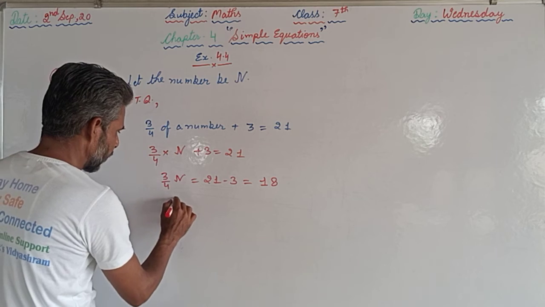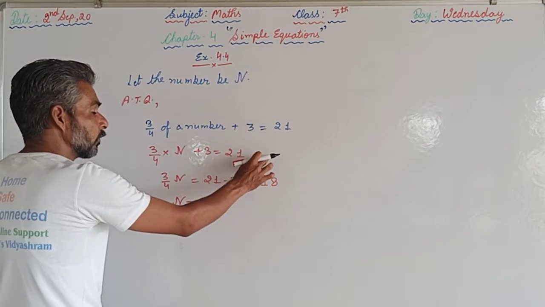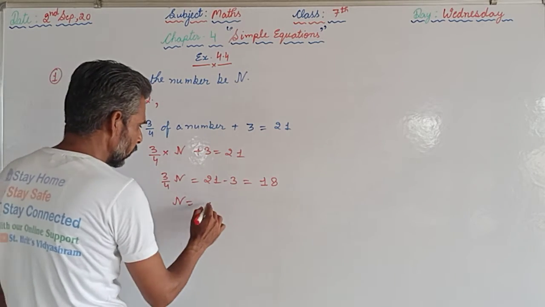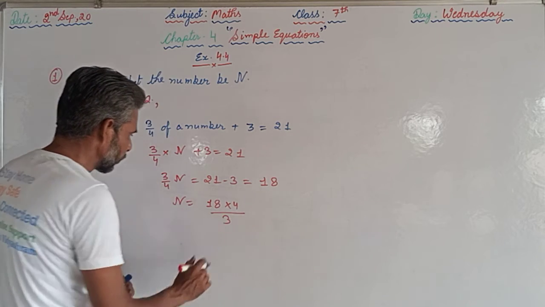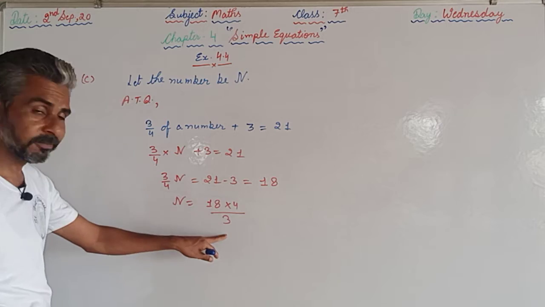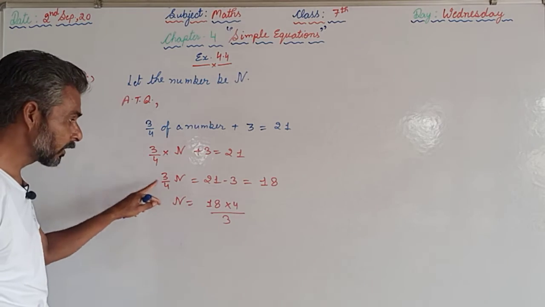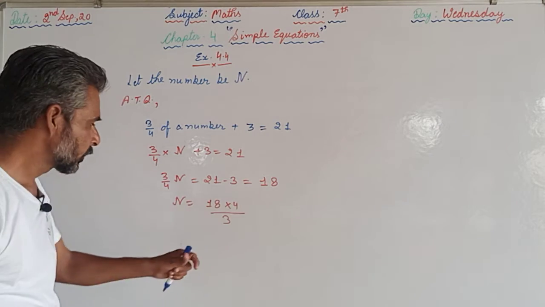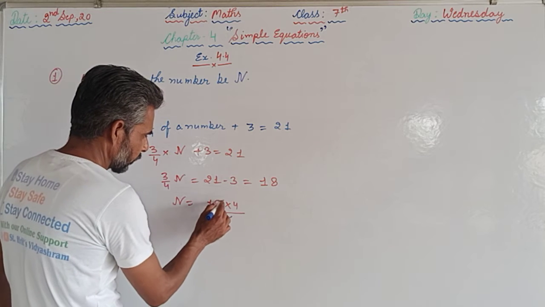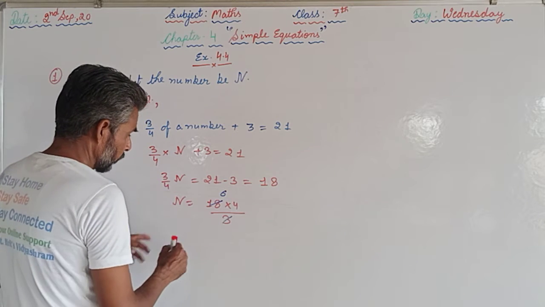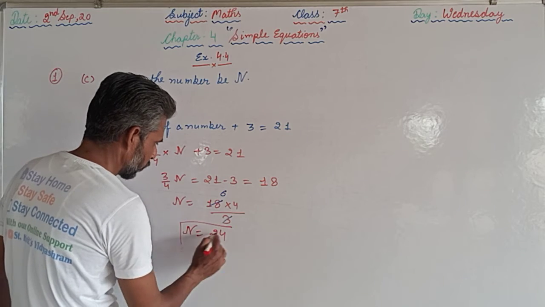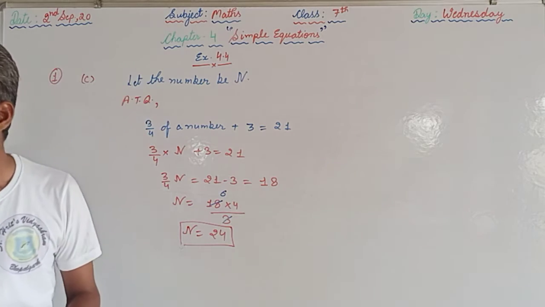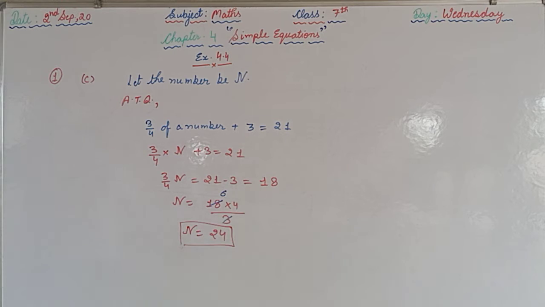Now n is equal to 18, 4 will go upside and 3 will go downside, into 4 upon 3. Why? Because 3 is multiplying here, so it will divide on the other side, and 4 is dividing here, so it will multiply on the right hand side. So 3 sixes are 18. So n is equal to 6, 4 sixes are 24. So our required number is 24.